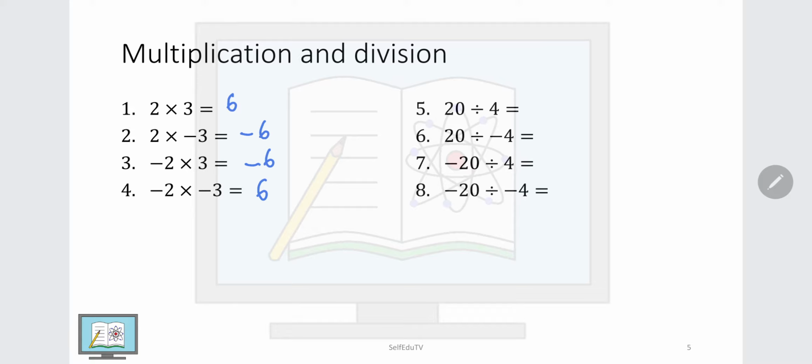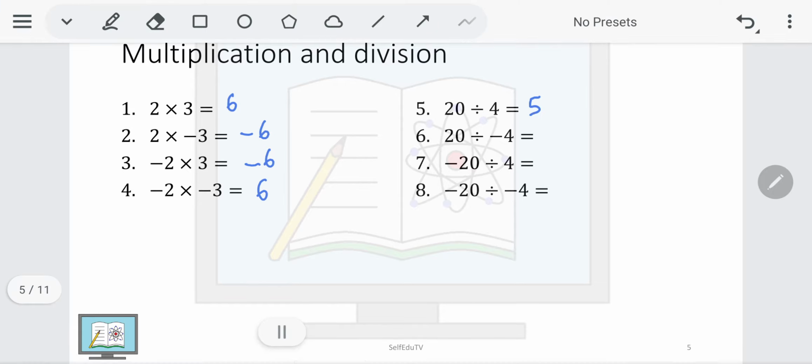The same rule applies for division. Positive divided by positive, the result will be positive. Positive divided by a negative number, the result will be negative. A negative number divided by a positive number, the result will be negative. A negative number divided by a negative number, the result will be positive.